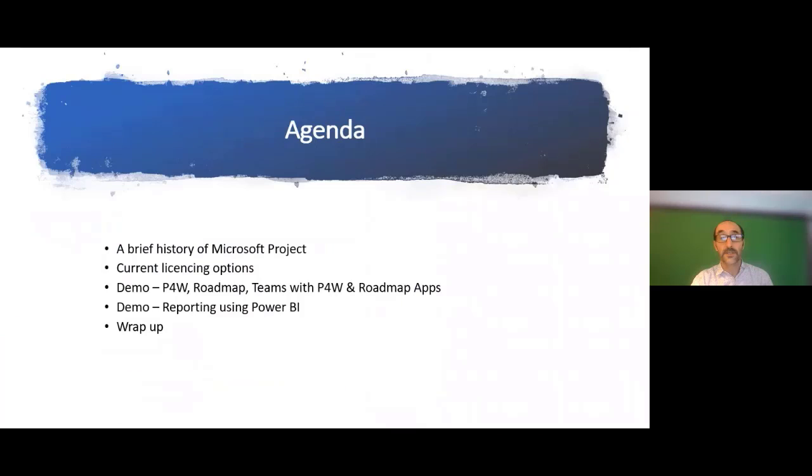More importantly, today, for the next 40 minutes, what are we going to cover? We'll have a look at a brief history of Project. We'll also check out the current licensing options. I'm not a big fan of licensing, but you need to know what's included in your Office subscription license and what might not be. Then we'll do some demos. We'll have a look at P4W, that's Project for the web, the new version of Project. So this session, of course, is called Project is Dead.